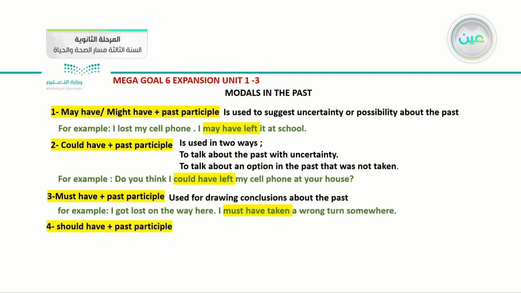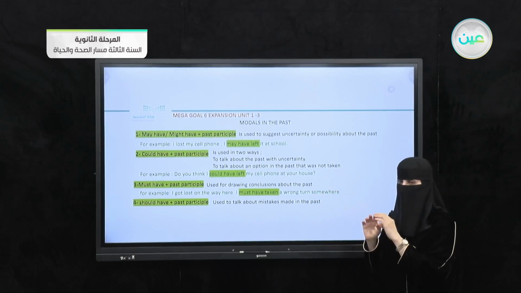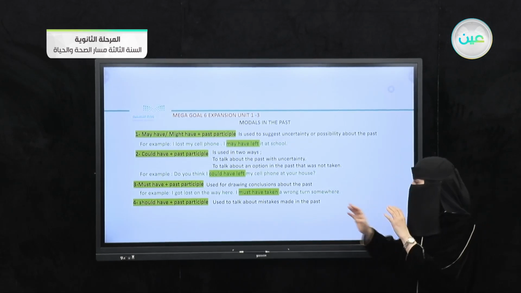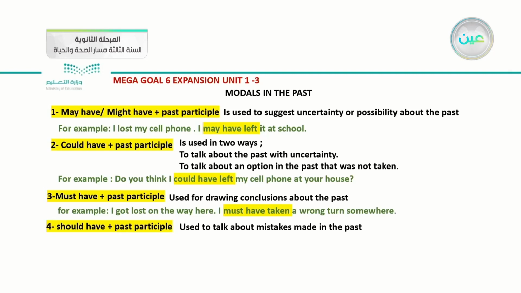The fourth one is should have, also followed by a past participle. Okay, let me check what its usage is. We use it to talk about mistakes made in the past. So should is specified for these mistakes. I can use it with my mistakes, or your mistakes. If you make any mistakes, you should use the past modal should. But I want you to notice that if that happened in the past, we should use should. So the important thing is that this whole situation happened in the past.